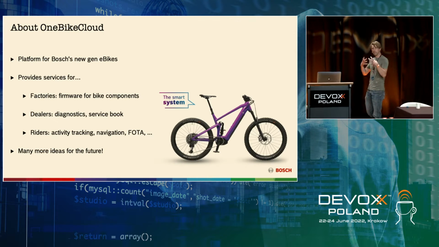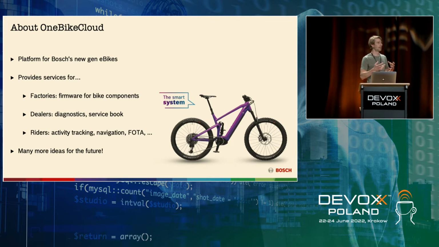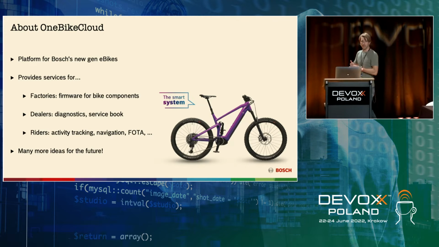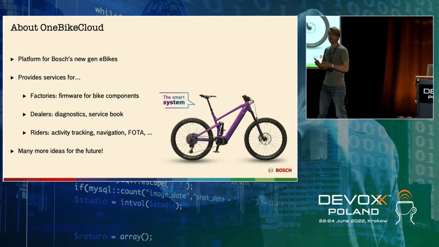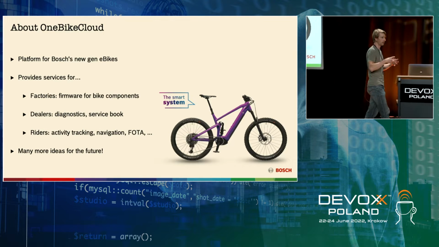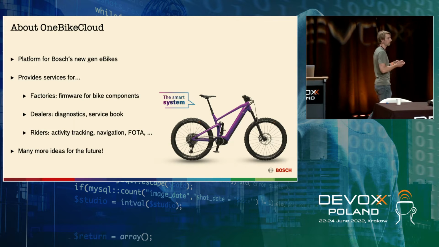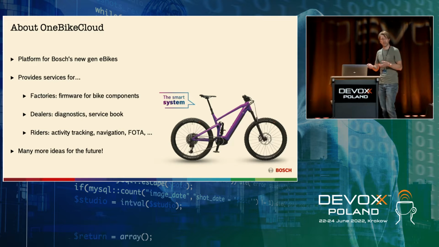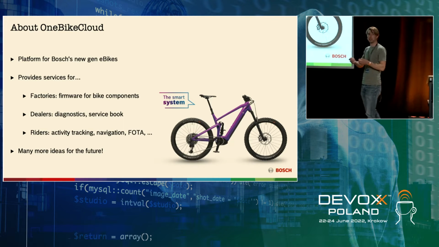So the backend we built for that system has several user groups or target groups. For one, it's the factories, so the manufacturers that produce the bikes. They use it to get firmware for the components to flash them initially when the bike is made in the factory. We also have a group that is the dealers. They use the system for bike diagnosis, for example, or features for the customers like service book.